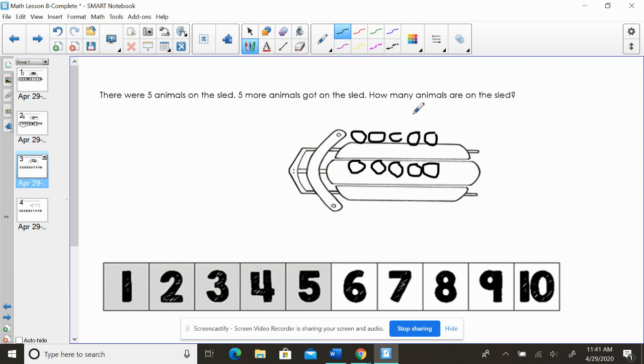Well, now Miss Wicks needs to count all of the circles to find out how many there are all together. 1, 2, 3, 4, 5, 6, 7, 8, 9, 10. There are 10 animals on the sled. So if your picture and number look just like mine, then you got it right. If you need to make a change, go ahead and do that now.